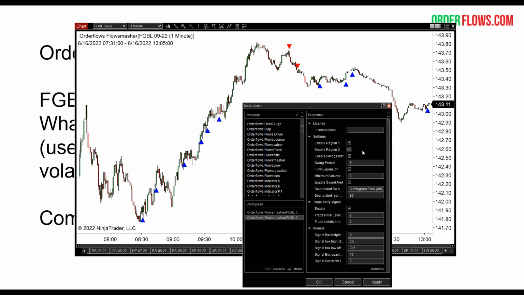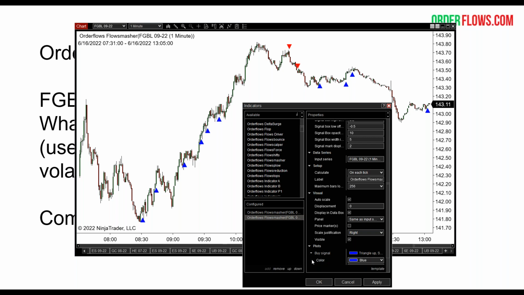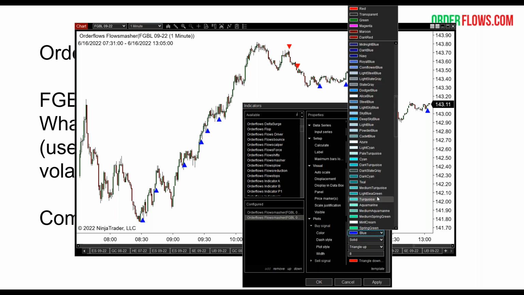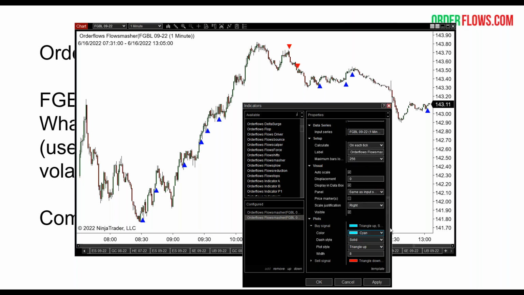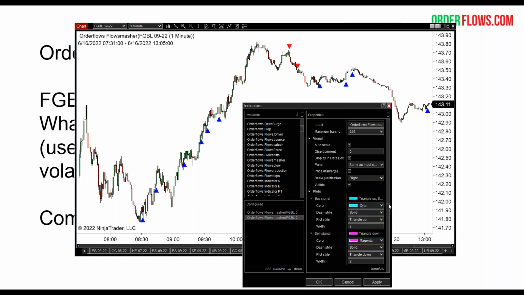just really quick here, we'll do it this way. Again, I have no swing filter turned on here. What I'll do is I'll just change the colors. So the region 2 is your blue and red, and for region 1, we'll make it cyan, just for visual purposes here. Cyan and magenta. Okay.